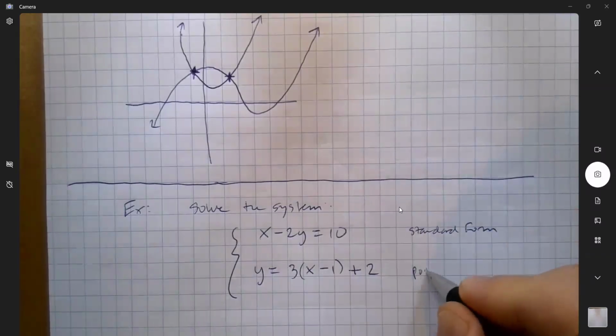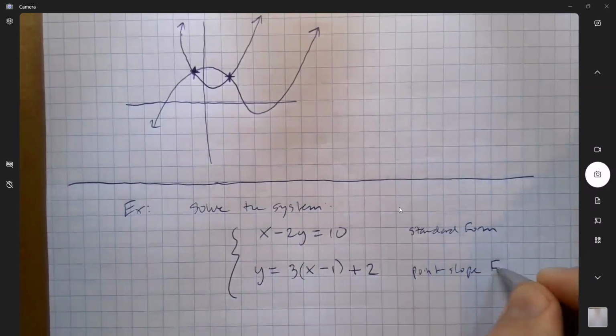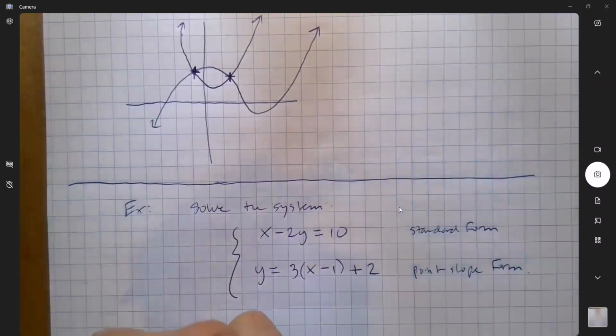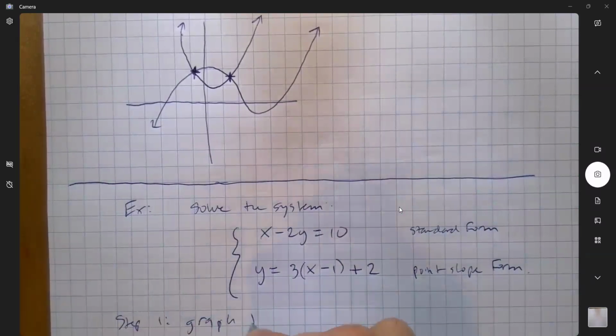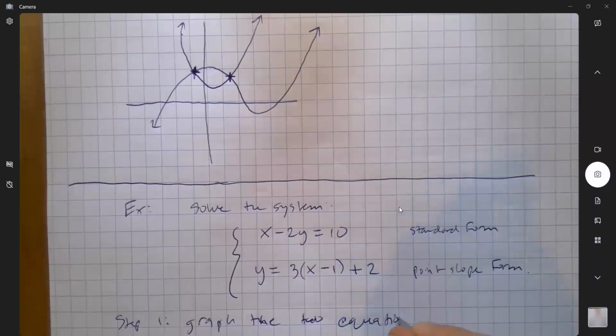and the second one is in point slope form, but it doesn't really matter because when you solve the system graphically, step one is just to graph the two or three or more equations. And I'm going to stop trying to graph by hand because Desmos does this very quickly and easily.